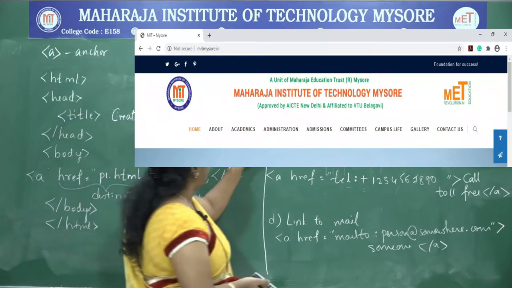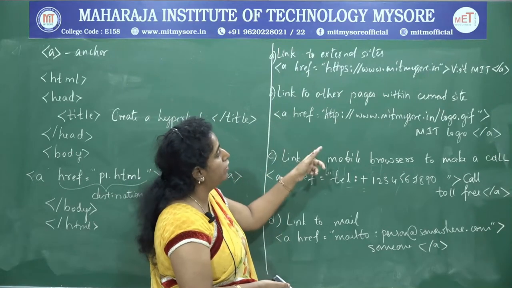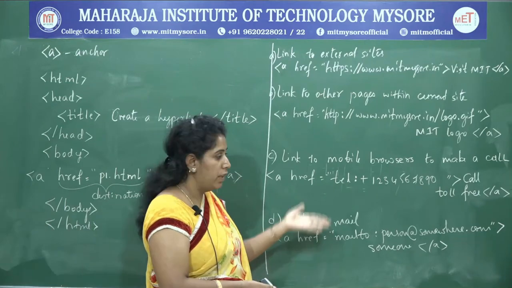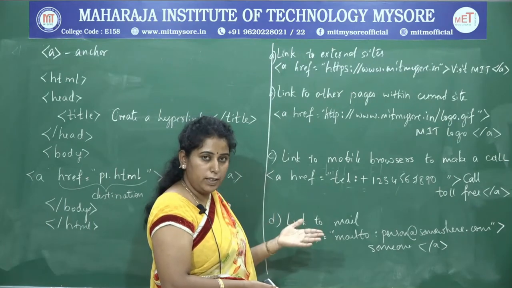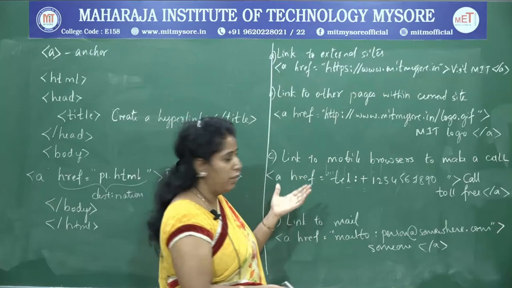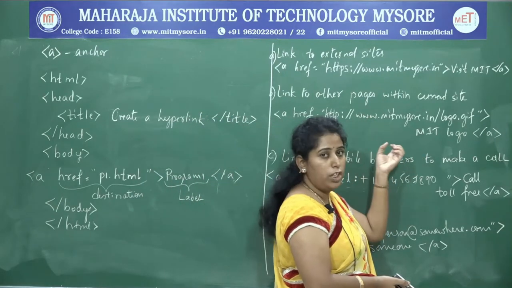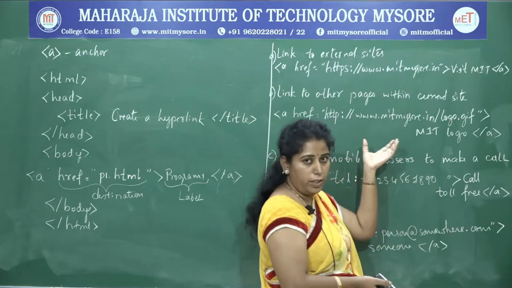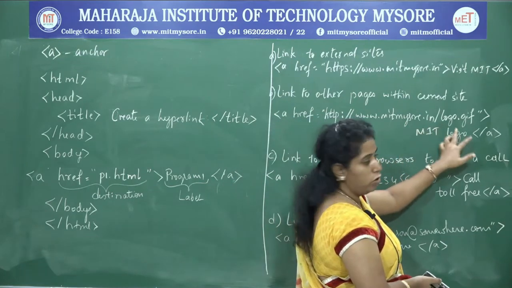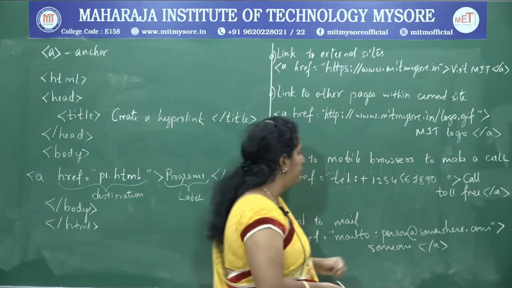Okay. At the same time, a few more applications are there. Link to another pages within the current site. So not only to the external site, in the current site, if you want to access any particular document, it can also be retrieved. How? See, I want to fetch the logo of the MIT Mysore.in college. Is it right? So how do I provide a path? Logo.gif. Okay. MIT logo is the label name.